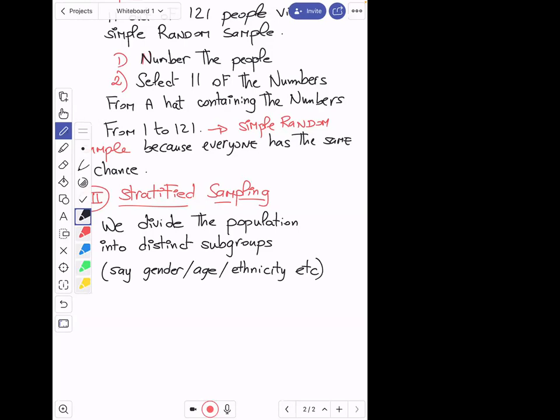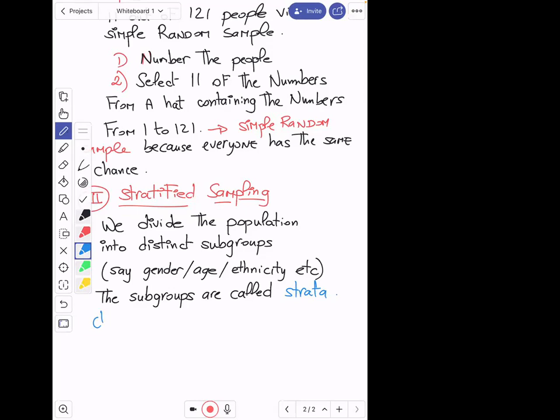So in stratified sampling, the subgroups are called strata. Strata is like a Latin word for, I think, levels or something like that. Strata is just a Latin word. Anyway, so then we choose random samples from each subgroup.